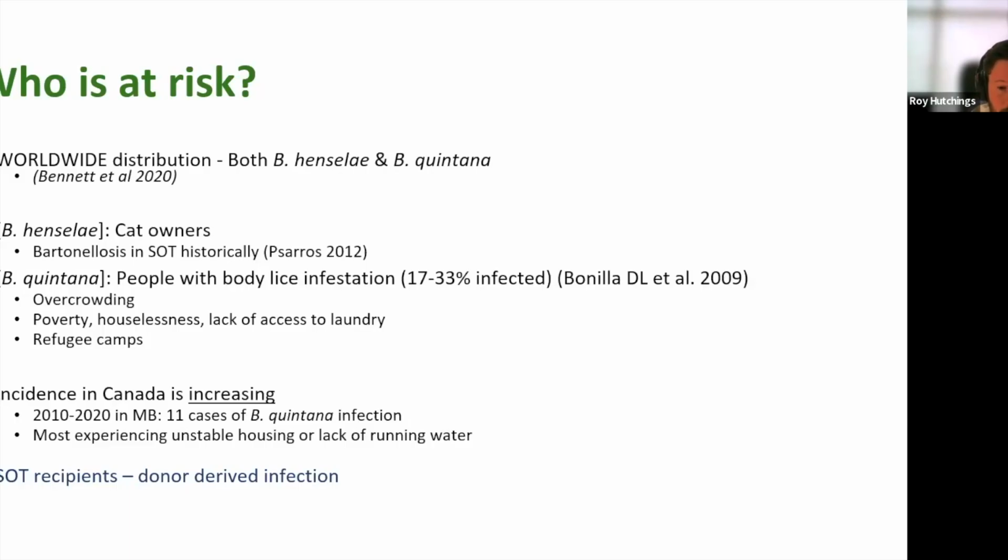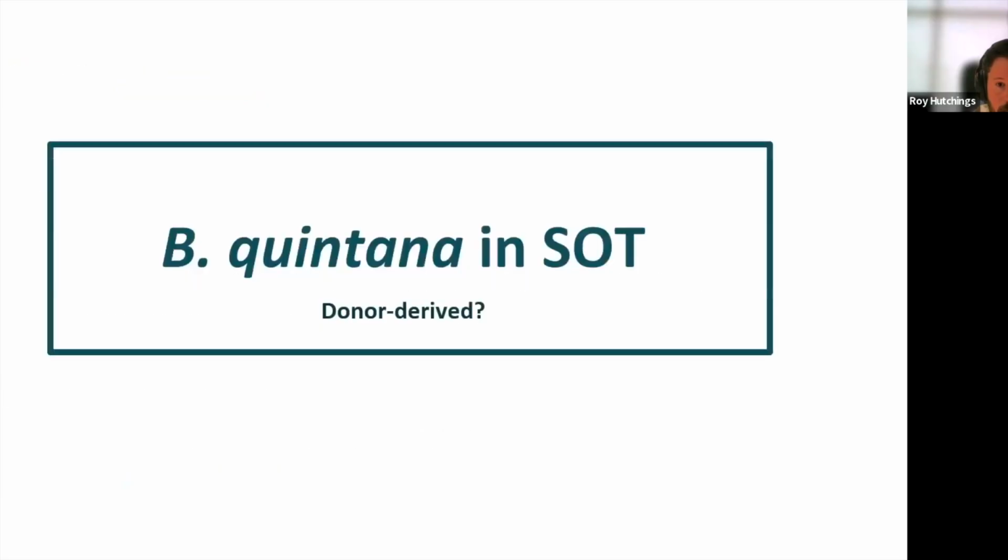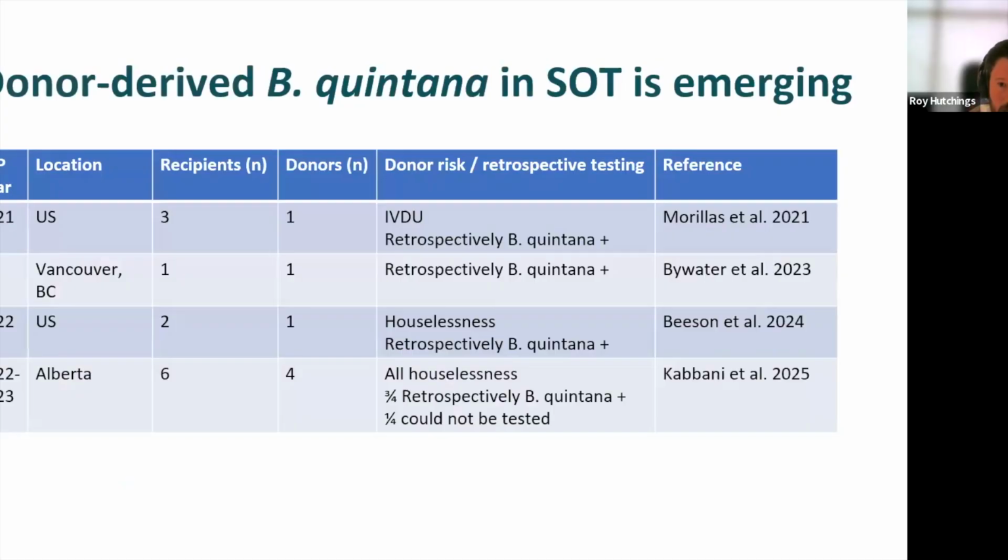And this is talking about the general population. Among solid organ transplant recipients, the primary source of Bartonella quintana infection appears to be donor-derived. We're going to talk about that. Since 2021, there's been a number of case series describing Bartonella quintana in solid organ transplant. All of these were unexpected, and in most of them the donor had evidence of infection retrospectively. I've included the confirmed donor-derived cases here.